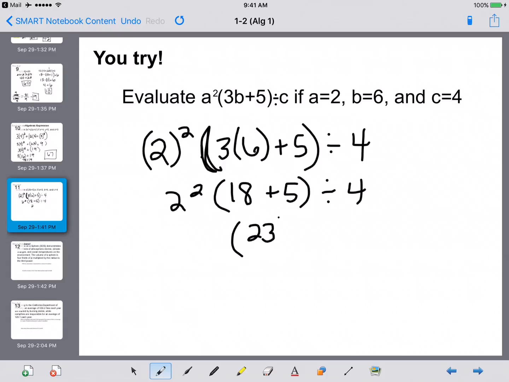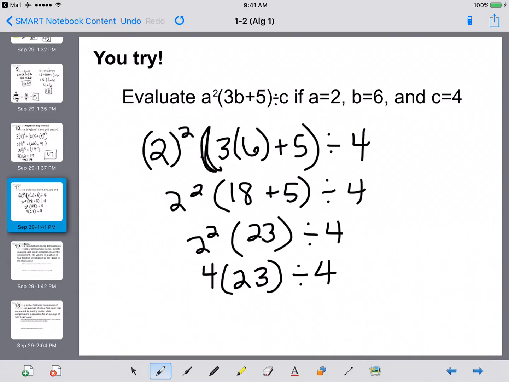Boom, we got that all solved out inside the parentheses. Outside, we've got an exponent, 2 squared. 2 times 2 is 4, times parentheses 23, divided by 4. Now we're working from left to right. So 4 times 23, which is 92, divided by 4, which gets us the answer of 23.